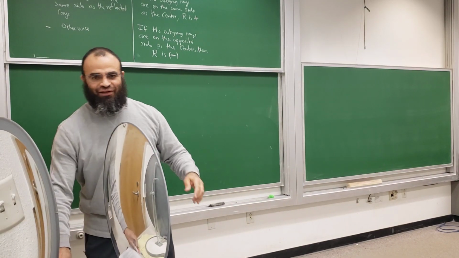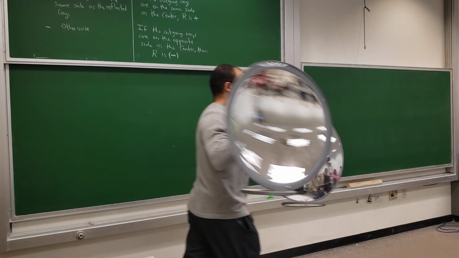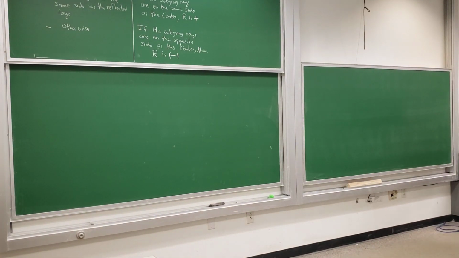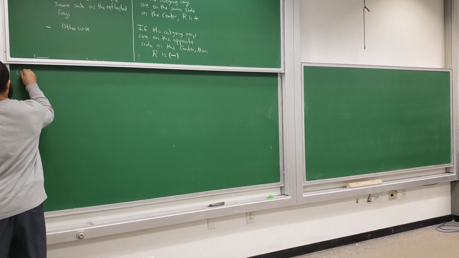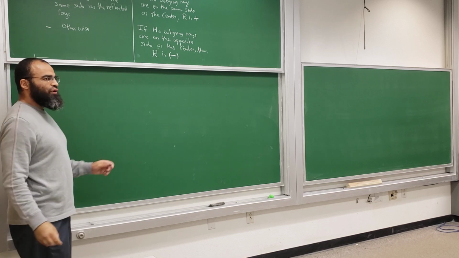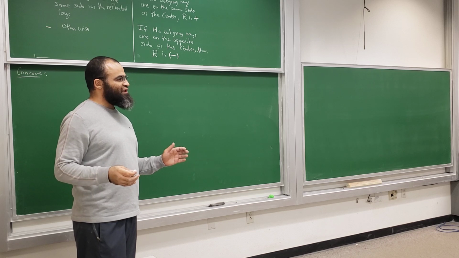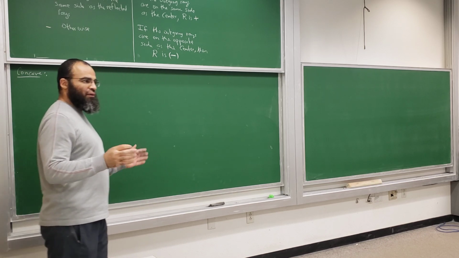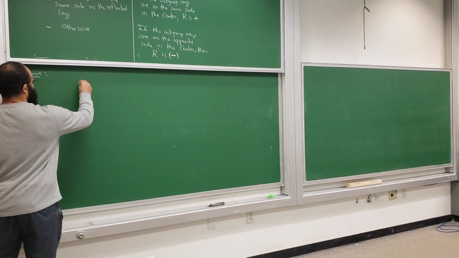Let's see what interesting stuff happens. Hopefully this is not blocking the camera, so let me remove that. Let's go with the concave mirror. Let's focus on that first. We will do it next time. We'll use angles to figure out the image distance with the object distance and so on. We'll find the relationship between them.